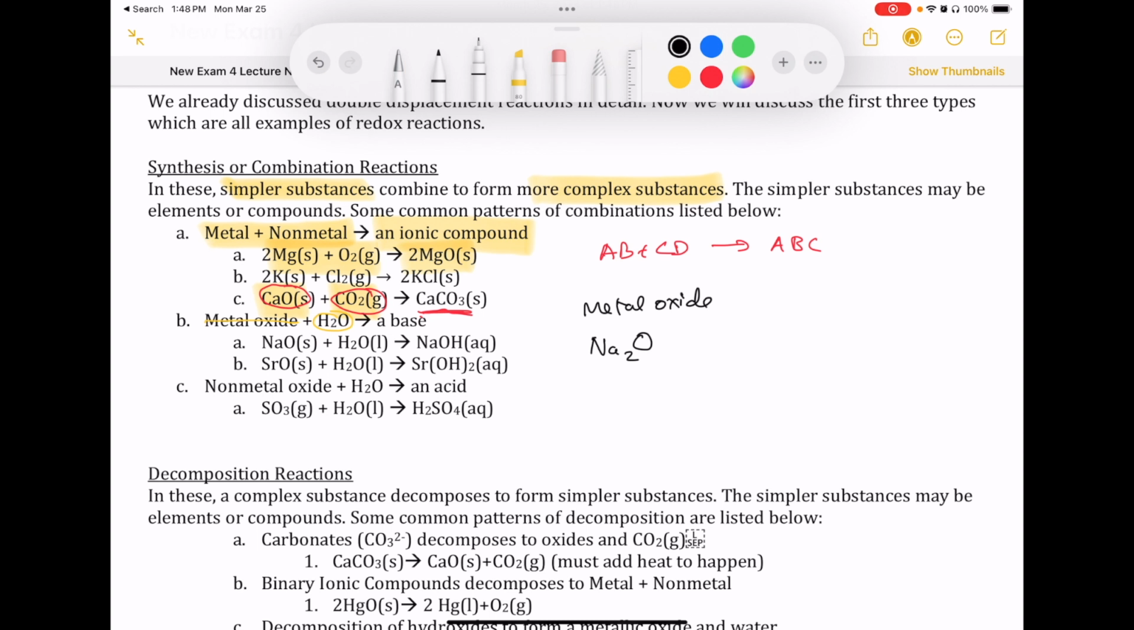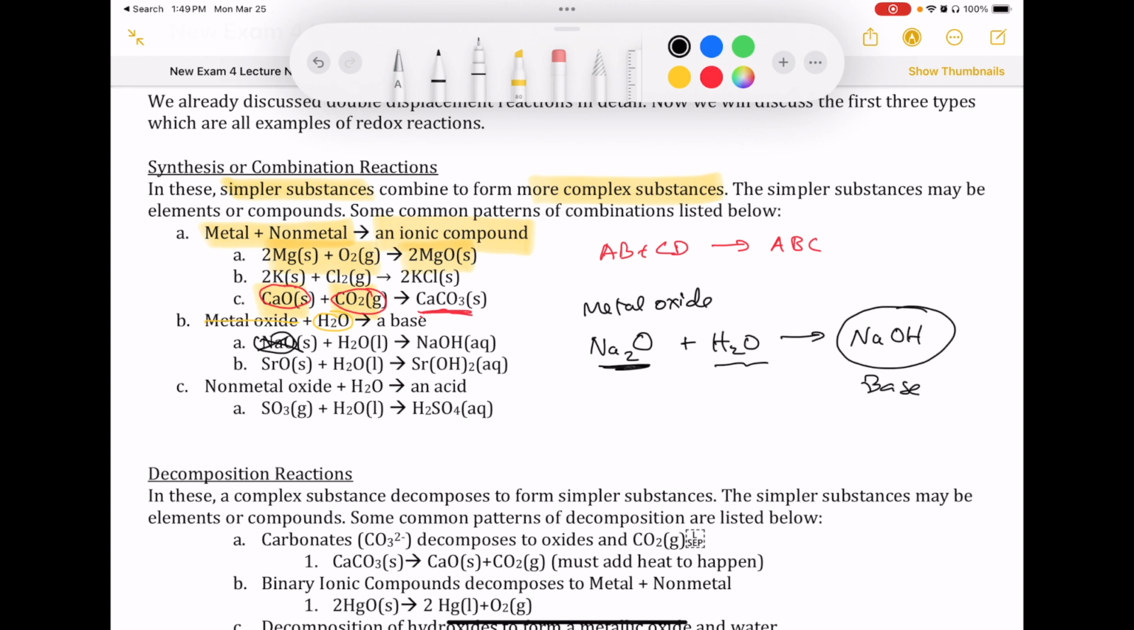This one is actually incorrect, the formula, so I'm going to just cross that out. This should be the correct formula, Na2O. And then you add water to that, and what happens? Well, it turns out that they form a base. You might remember bases all have hydroxide in them, so when you combine Na2O with H2O, you end up getting NaOH. And then you can balance that equation correctly, using the method you learned in class on how to balance equations, right? So this is a metal oxide, this is water, and this is a base, okay?